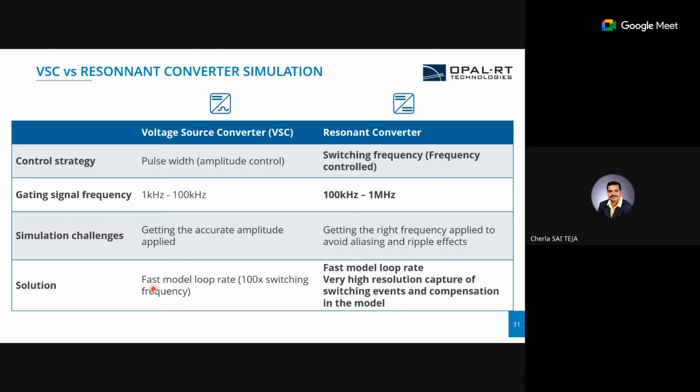So as I told, we have two generations of this solver, generation 4 and generation 5. We'll be using this generation 4 solver for this fast model loop, like 100 times the switching frequency. We can have the plant running for Gen 4. Whereas this Generation 5 solver is specifically designed to optimize and work with these resonant converters, where the model loop rate will be very high, from nanosecond to picosecond. So it will have very high resolution capture of switching events and compensation for the model.